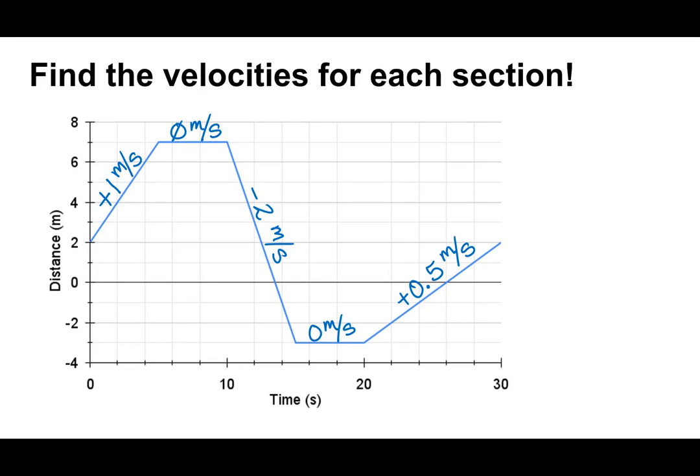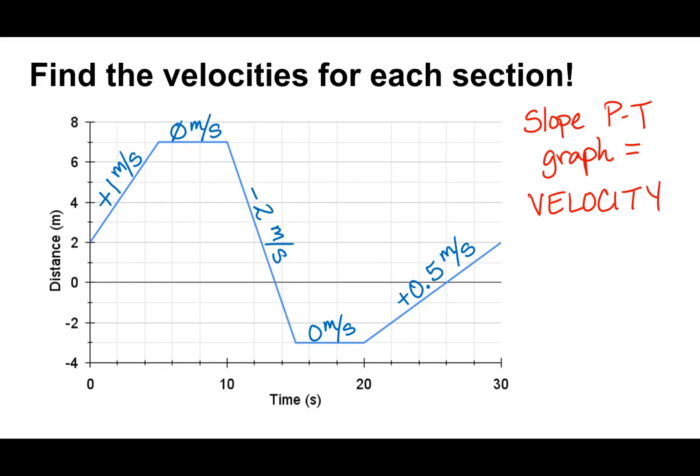Previously, we found these slope values, and as a reminder, the slope of a position time graph is equal to the velocity. So each of these values that we have written along this position time graph, well, this is position, sorry about that. So the slope represents the velocity.